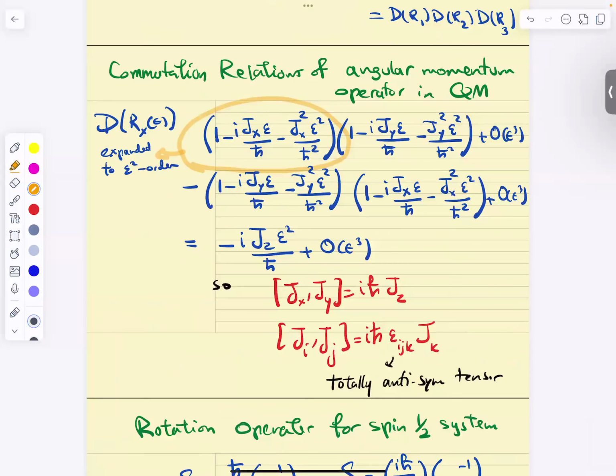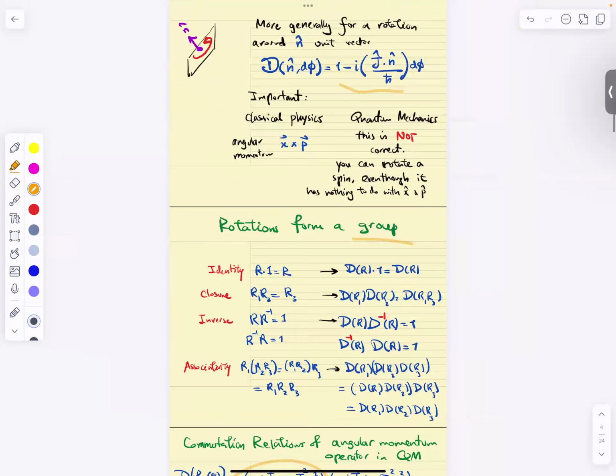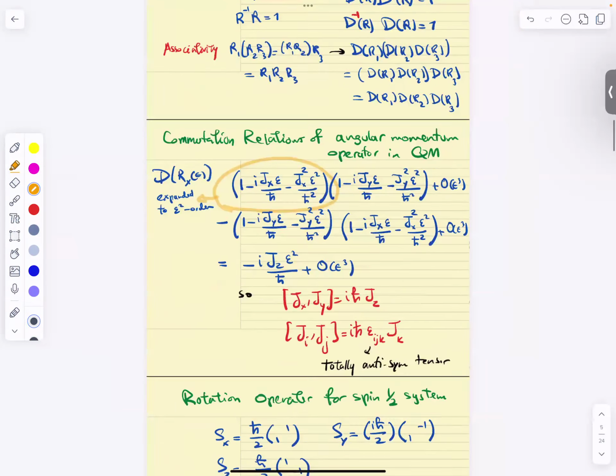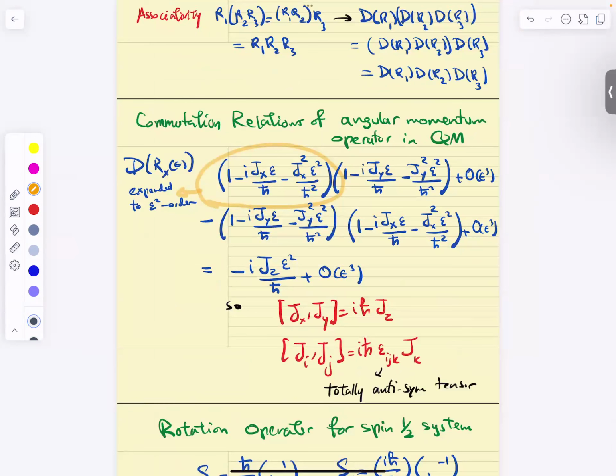All right. We talked about the commutation relations of the generators. Now that we have this master formula, what we're going to do is expand the commutators to the second order, and expand the unitaries to the second order, and then calculate the commutator. We learn from it that the generators must satisfy this commutation relation.